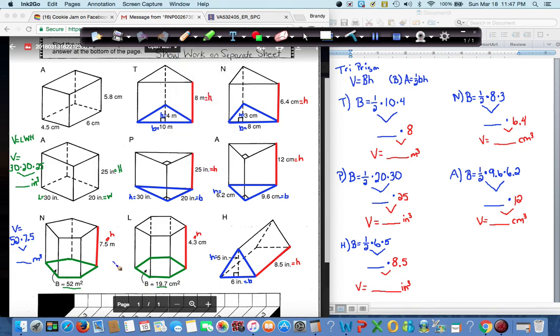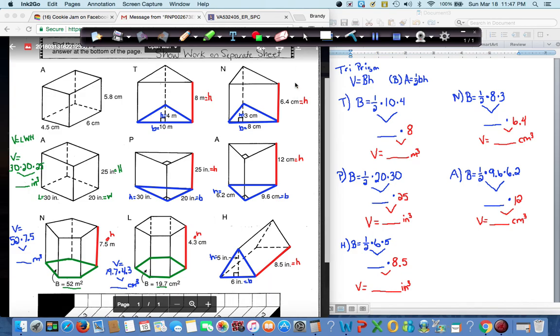we simply say volume equals, and we multiply 19.7 times 4.3. That's all you have to do if they give you big B. Now if they don't give you big B, then you have to find the formula and do it that way. So you multiply those two things together, and this is going to be centimeters cubed. And that's all there is to it, honestly. It's very simple to find volume. Volume's the easiest thing to find.